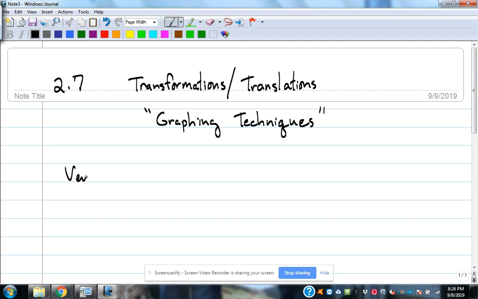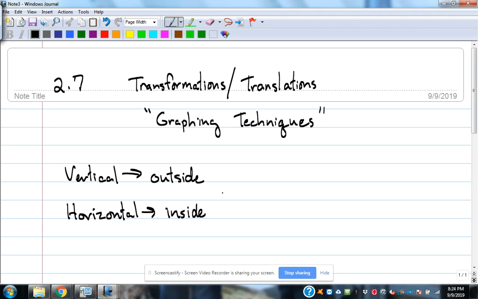Okay, so a vertical, one thing that will help you in learning this stuff, understand that things that are vertical happen on the outside. Things that are horizontal happen on the inside. Okay, you'll keep that in mind as we go through this. It'll start making some sense. Vertical, outside. So that's a shift up or down. That's a stretch like this or a compression like this. Okay? Those things happen on the outside, the way the equation works, the changes.